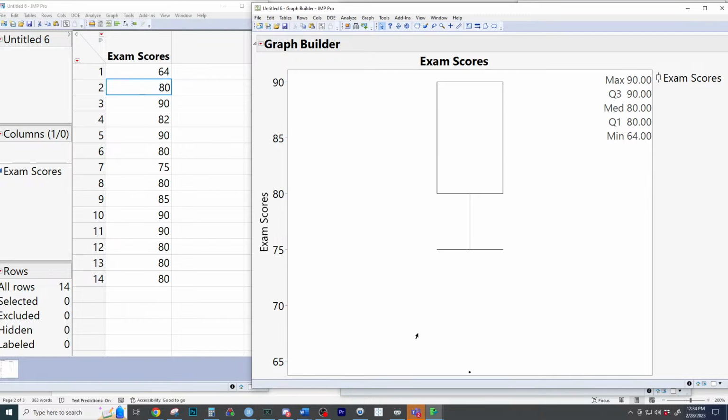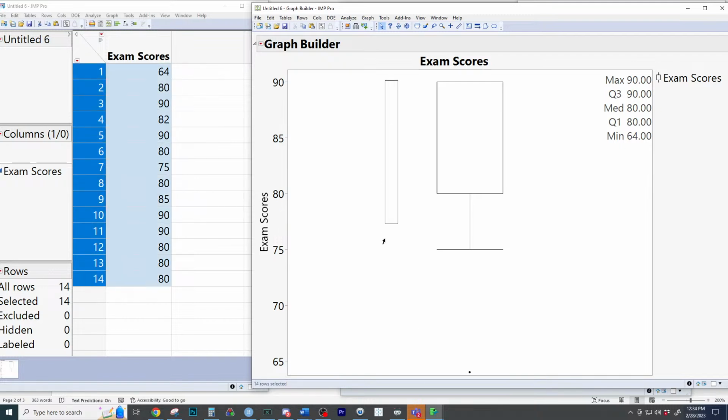What is the range of this data? It's about what? I'm trying to trick you. It's about what? Or it's exactly what? What is the range of this data? Trying to trick you. It is 26. 26. Yep.